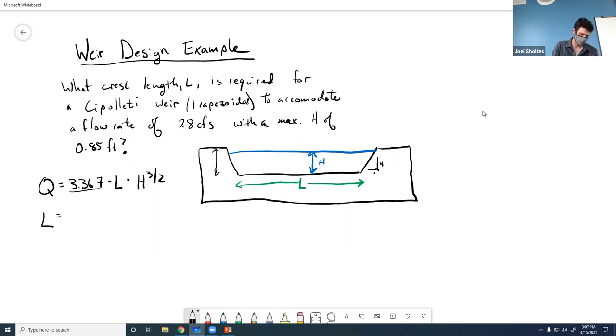L is equal to Q over... And then we just plug in our values.